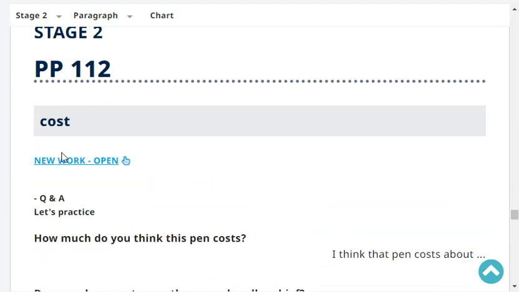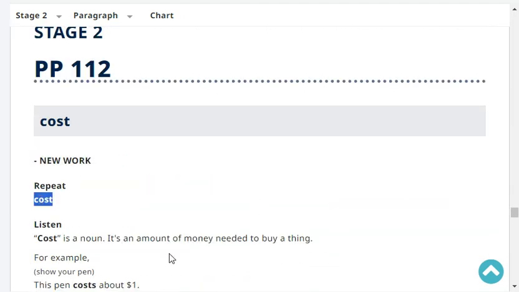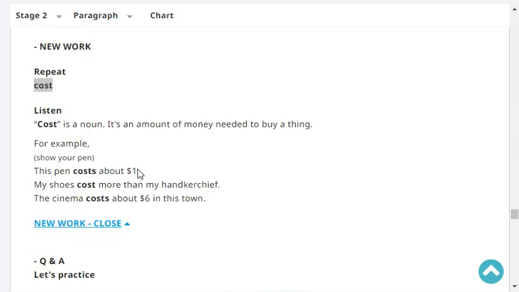Next, repeat. Cost. Cost. Very good. Okay, listen. Cost is a noun. It means an amount of money needed to buy a thing. For example, this pen costs 1 yen. My shoes cost more than my handkerchief. The cinema costs about $10 in my town.